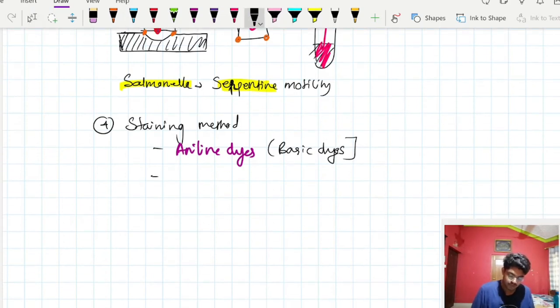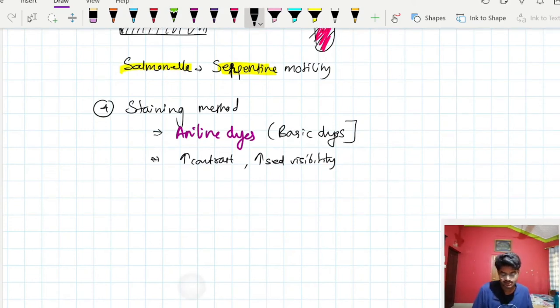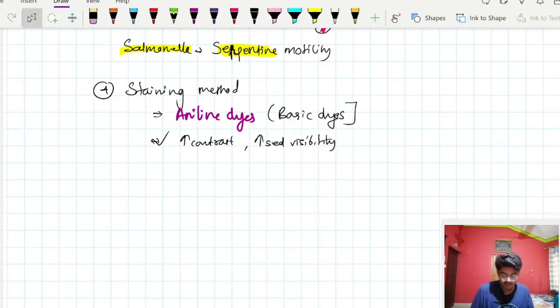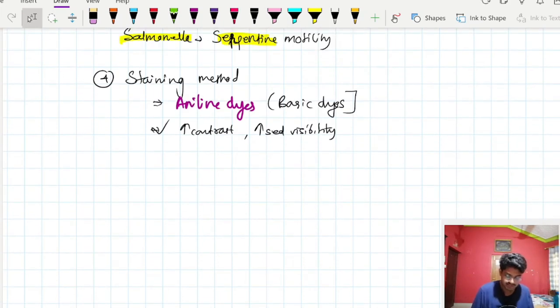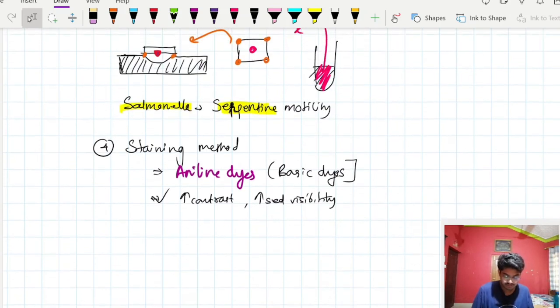What he found out by staining is that we can show the organism with increased contrast and increased visibility of the inner structures. So these are the important things about the staining method, which will increase the contrast and there will be increased visibility. So this is the fourth innovation by Robert Koch.